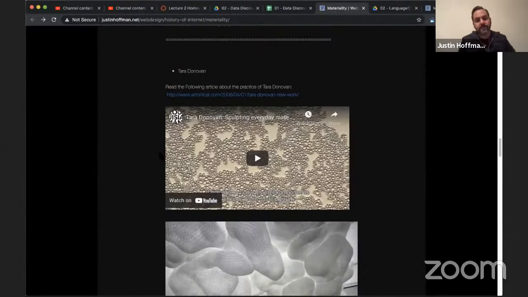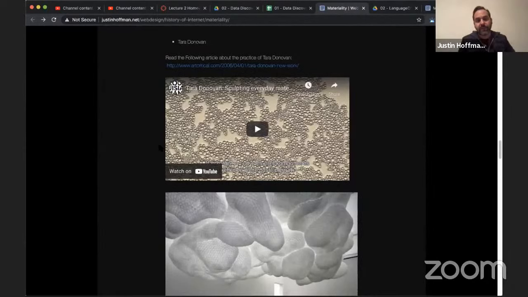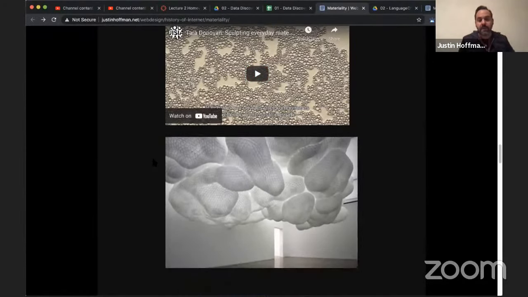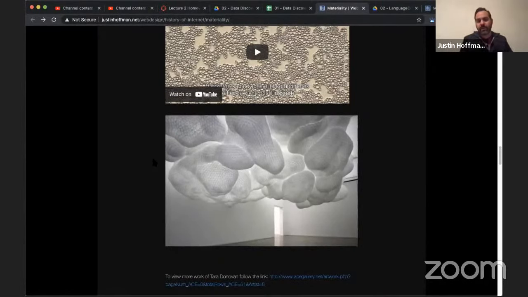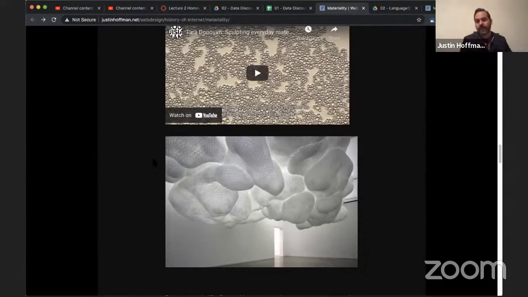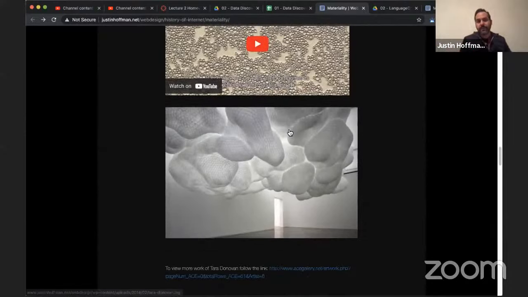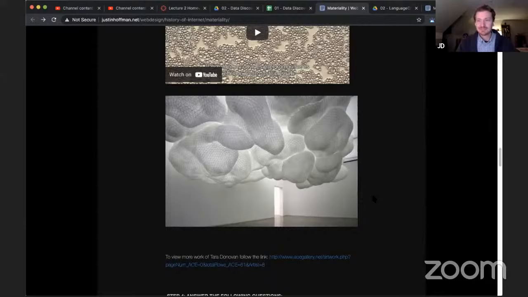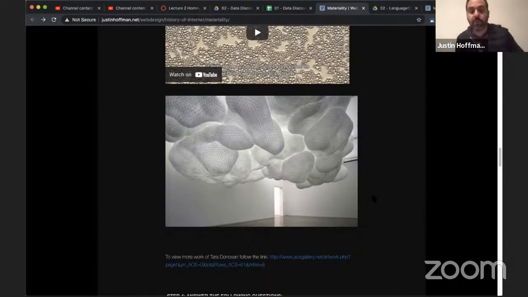Okay, so then the next person we have is Tara Donovan. We have an article to read about Tara Donovan, but I think I'm just going to talk about her work here. Please read the link to that article. Check out this video. And I think this is my favorite piece of all time. This piece is pretty amazing. Yeah, this piece is Tara Donovan's using styrofoam cups, hanging them to the ceiling, and building this amorphous design. And you can see more about the link.